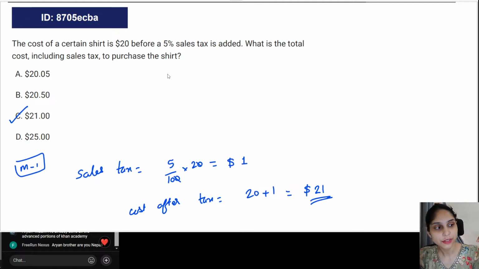Or they give you the cost including the taxes and the taxes, and you have to find the original cost. So these are 3 different types of questions they can ask whenever they are using sales tax. So just think of what other kinds of questions could come and what my process will be for solving those questions.